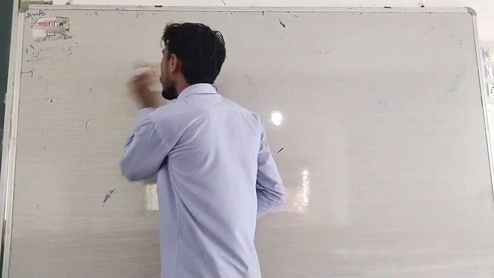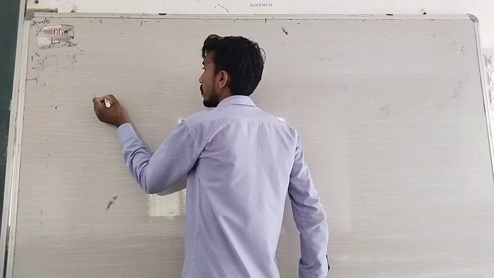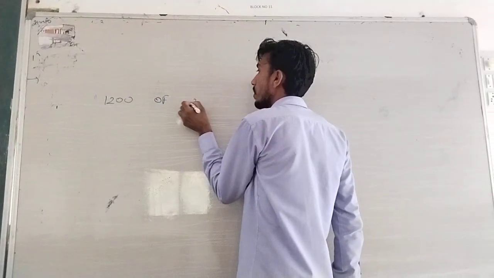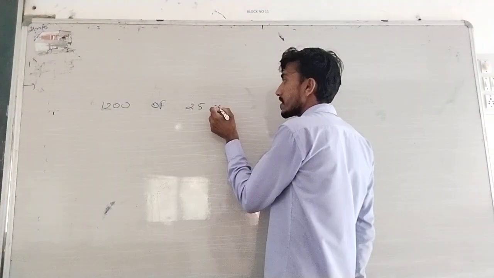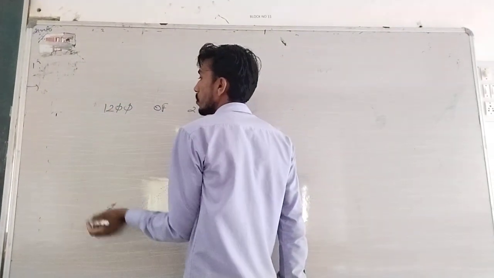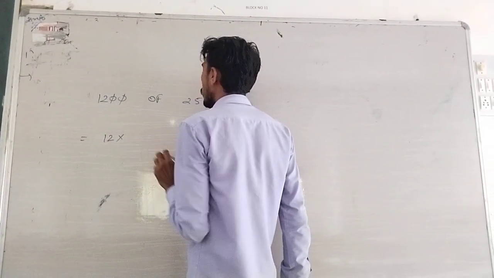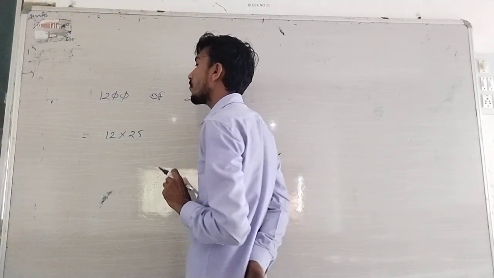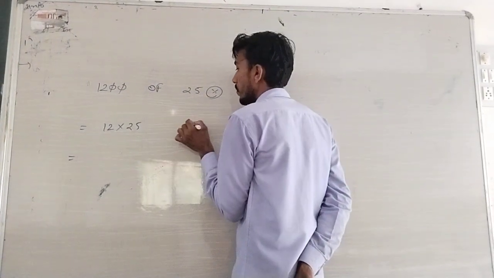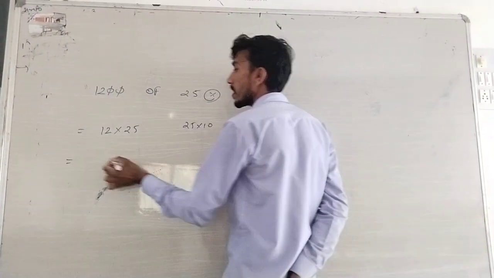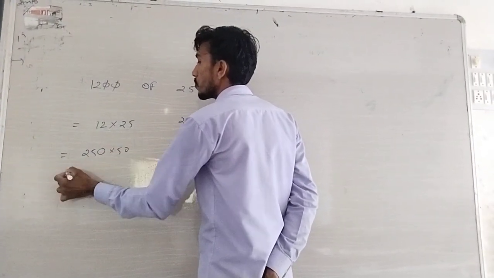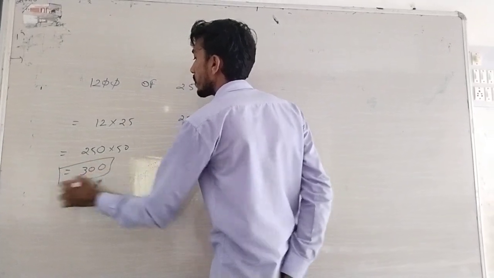After that, I write any amount like 1200 of 25%. So percentage has two zeros. So I cross out the two zeros. So my answer is 12 multiply 25. So what is my answer? What is the shortcut trick? 25 multiply 10, 25 tens are 250 and 25 multiply 2 means 50. So my answer is 300.